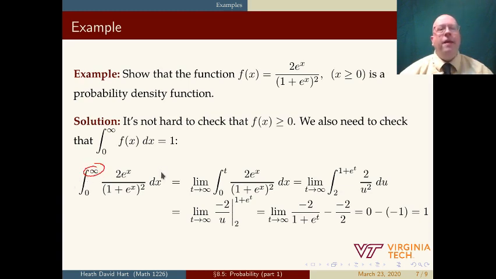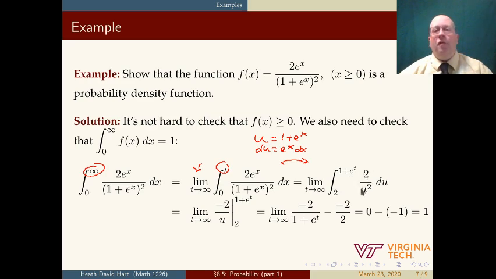We replace the improper integral with a limit as t goes to infinity of an integral from 0 to t. And then we use a u substitution to simplify this integrand. We'll let u equal 1 plus e to the x, and then du is equal to e to the x dx. When we make that substitution, we get 2 du over u squared. And then my bounds change from 0 to 1 plus e to the 0, which is 2, and from t to 1 plus e to the t.